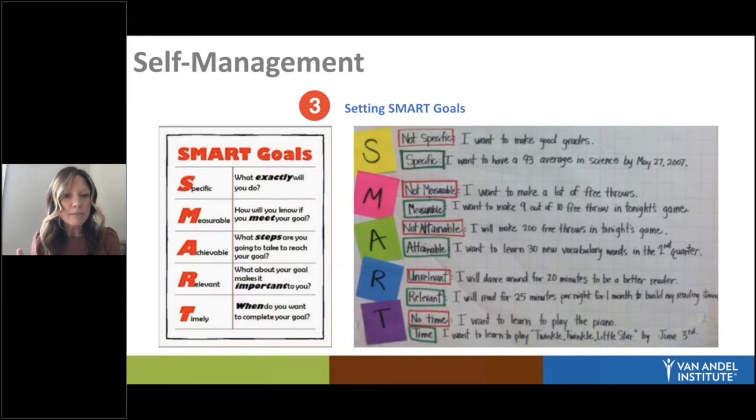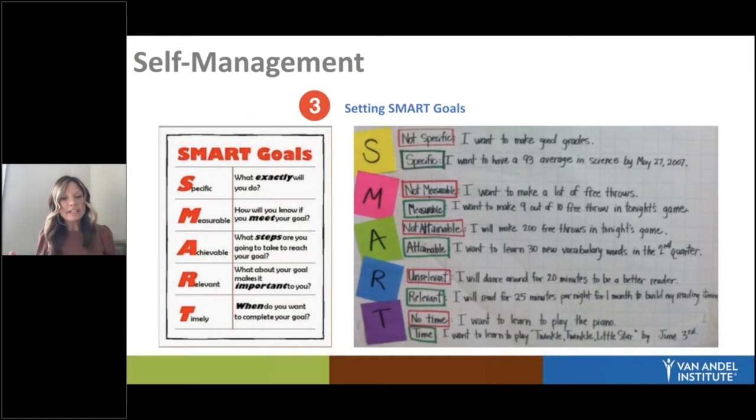And a good question to ask there is how many, right? Attainable. If it's not attainable, it might say something like, I will make 200 free throws in tonight's game. We know that's almost unheard of. So to make it more attainable: I want to learn 30 new vocabulary words in the second quarter. That's an attainable goal, right? 30 new vocabulary words is probably not too difficult to do. Relevant. If it's not relevant: I will dance around for 20 minutes to be a better reader. We know that will not relate to reading, though it may help. But here's a more relevant goal: I will read for 25 minutes per night for 1 month to build my reading time. So that's a relevant goal.